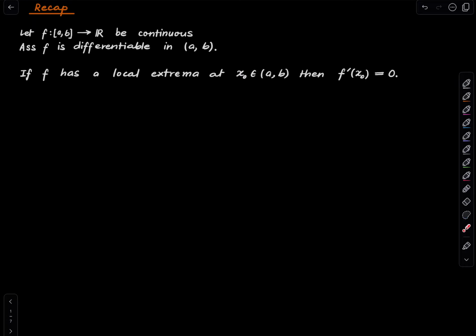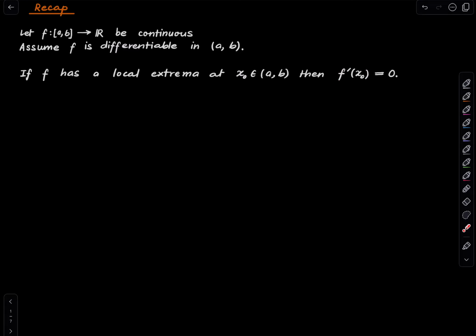the following fact. Suppose we have a continuous function defined on a closed interval [a, b], and assume that f is differentiable in the interior of this interval, meaning in the open interval (a, b). Then if f has a local extremum at an interior point, then the derivative of f, which exists by hypothesis, at the point x0 is 0.